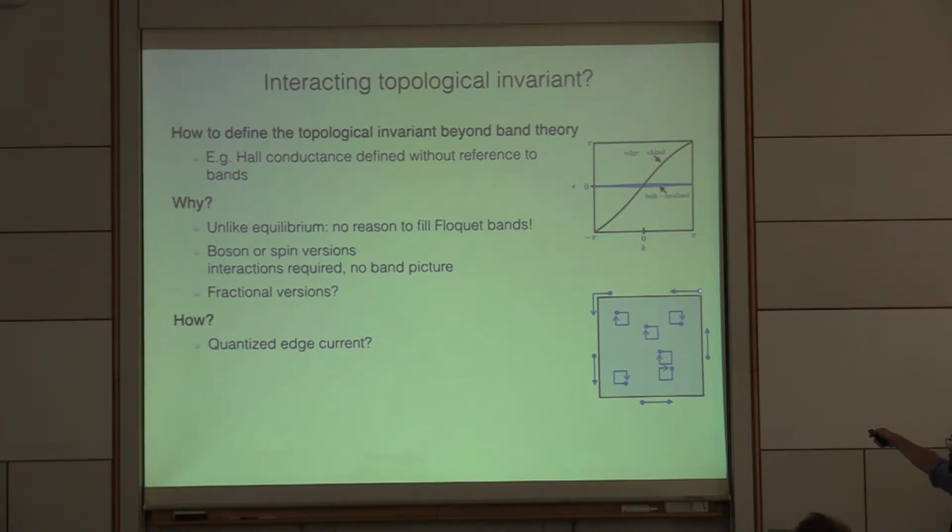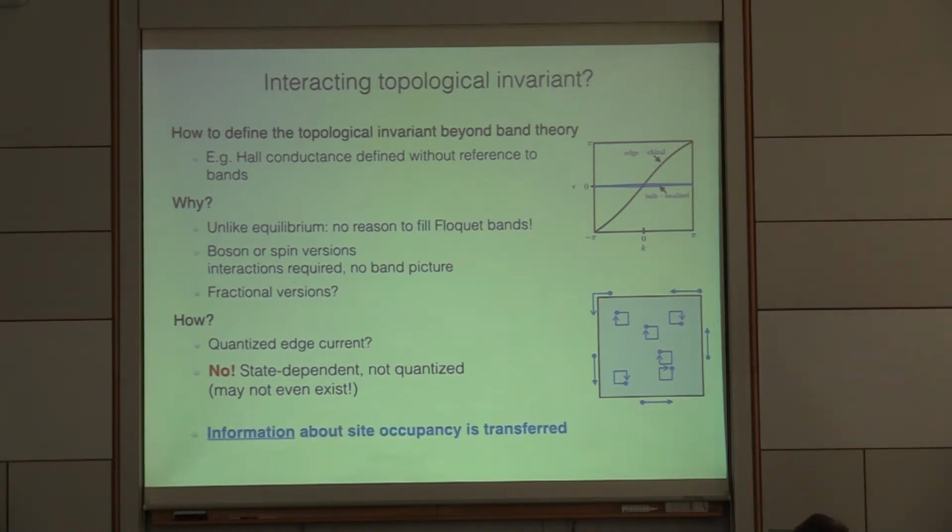And it's a pretty simple argument, right? If I have a particle here and I evolve for one period, it moves and I get some current across here. But if I look over here, there's no particle and there's no current, right? So the amount of current that I see at any given time depends on the state that I'm looking at. And it's not quantized, and it's not a topological invariant, at least in the usual sense. What's more, if I look at a boson or a spin system, there may not even be a notion of a conserved charge or spin to define a current for. But nevertheless, we still expect this chiral edge motion to be something topological.